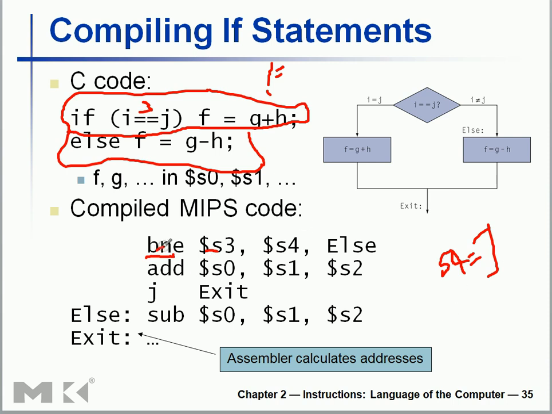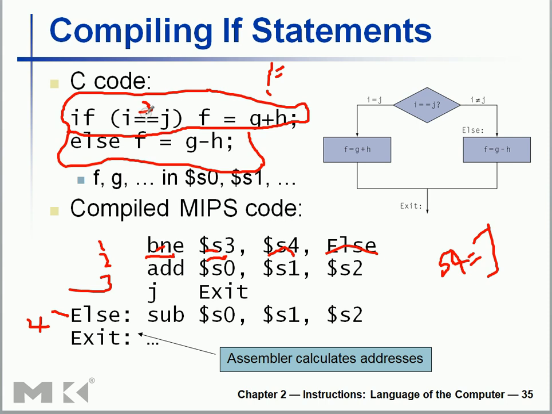Now I'm saying branch not equal. So if S3, which is I, and S4 are not equal, then move to else. Where is else? Else is over here. If this is instruction 1, 2, 3, 4, then you can consider that if S3 and S4 are not equal, then move to 4.